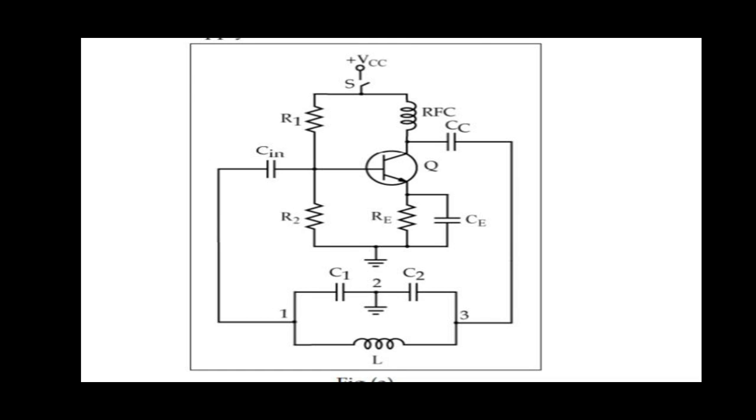So we have to discuss it. R1 and R2 are the voltage dividing and biasing circuit, which provides proper biasing to the base of the transistor and the whole circuit. So it makes the transistor work in the active region.